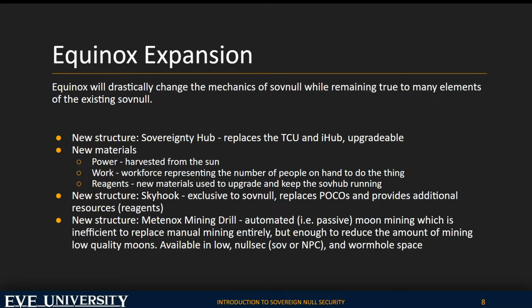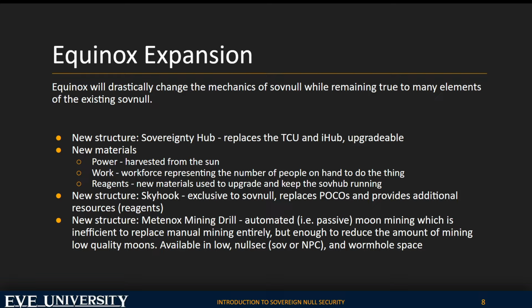There will be new materials unique to Sovnull. The first is called Power, which is harvested from the sun and you cannot share it across systems. It's locked to that system. Work is the quantity generated by the workforce, represented by the number of people on hand doing the work that you need them to do to keep your sovereignty structure up and running. The other one is reagents. This is fairly adjacent to PI, but it is not PI, strictly speaking. It is unique to Sovnull, and you use it to upgrade and upkeep the Sov hub.